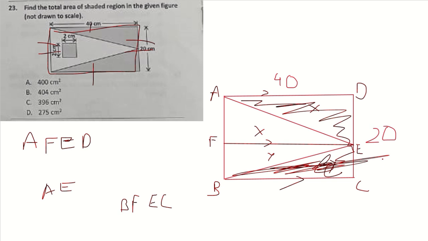The area will be half of the whole rectangle, which is 40 into 20, for 800 centimeters square. Half will be 400 centimeters square. And so the answer is not 400 centimeters square, because we have to take into consideration this square also. This 2 by 2 centimeters square is also shaded. The area is 4, and so 4 will be added, and so the answer will be 404 centimeters square.